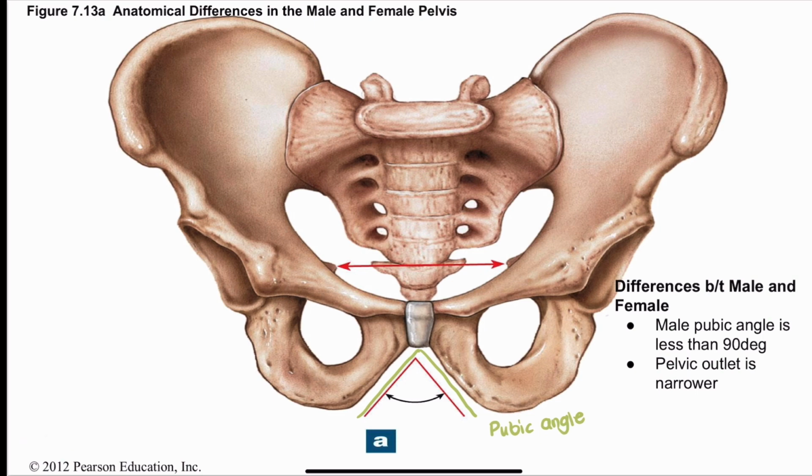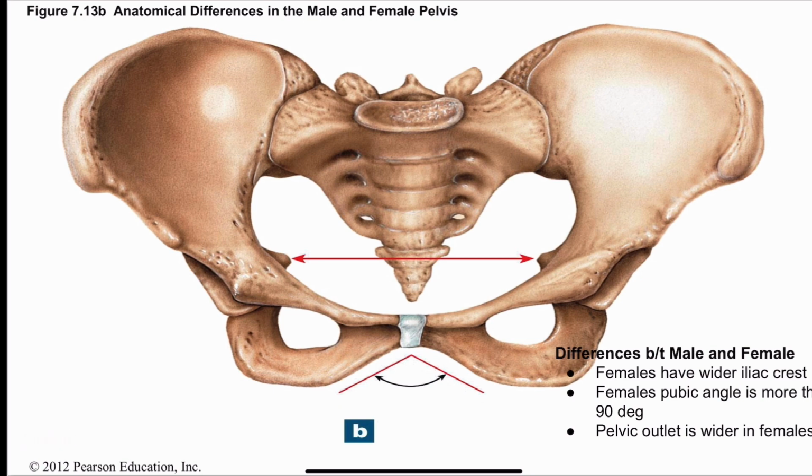So that's one example. Another is that this pelvic outlet is narrower for males. It tends to look more heart-shaped, and females tend to look more oval. So the pelvic outlet is narrower. And then I know you haven't learned these structures yet, but where you put your hands on your hips, right here, for males, it tends to be more superior, and for females, it tends to be more lateral.